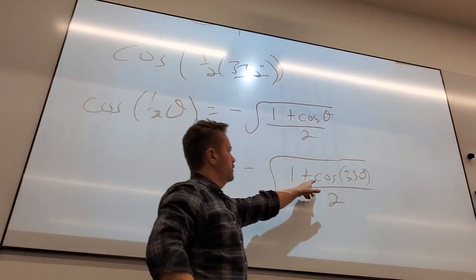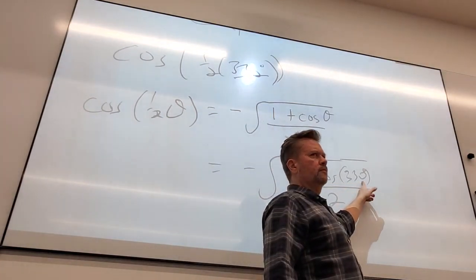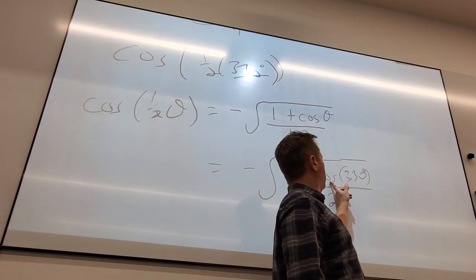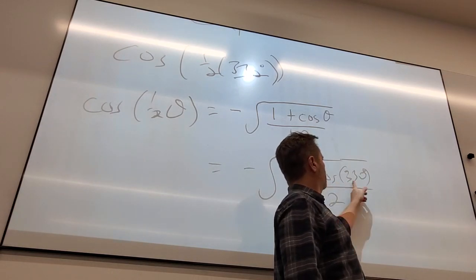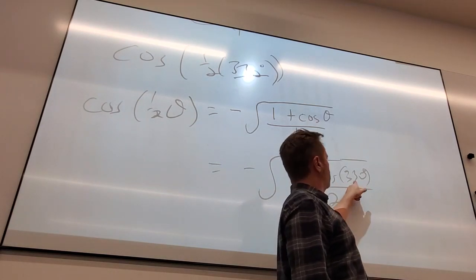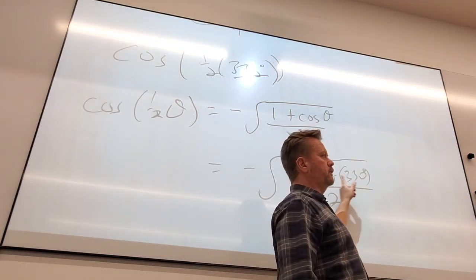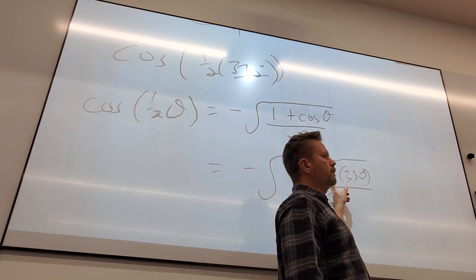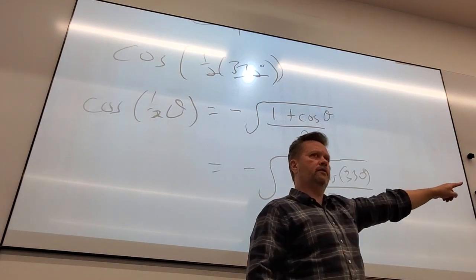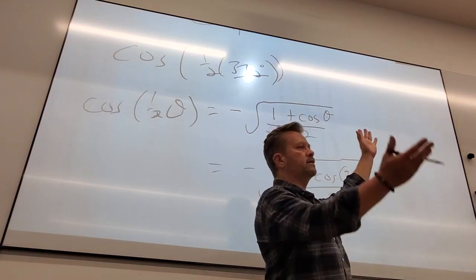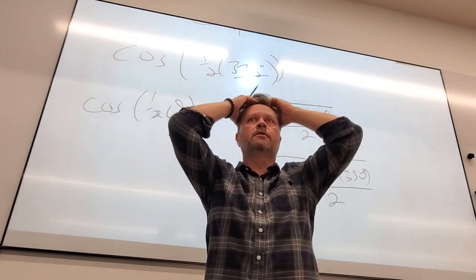So now this piece you can just work out. Is the answer to this going to be positive or negative? What quadrant is 330 in? Fourth quadrant. Is cosine positive or negative there? Positive, because x is positive over there. Sine's negative, but cosine's positive. So now it's going to be positive, and then you just have to remember what the cosine of 30 degrees is.